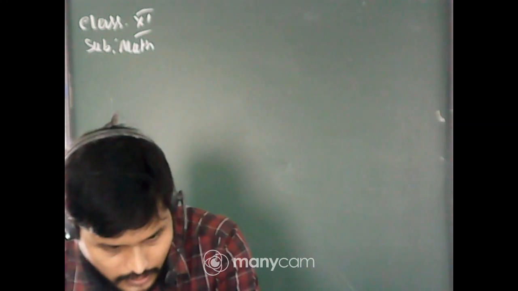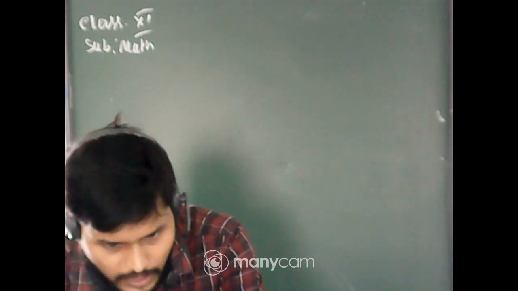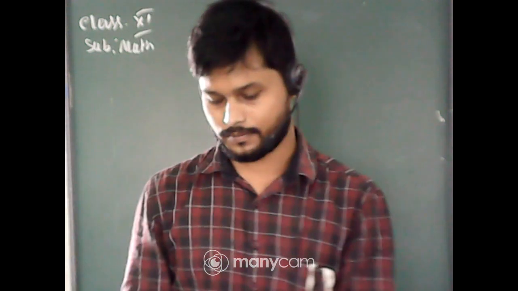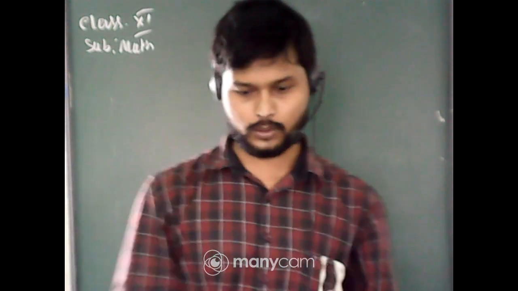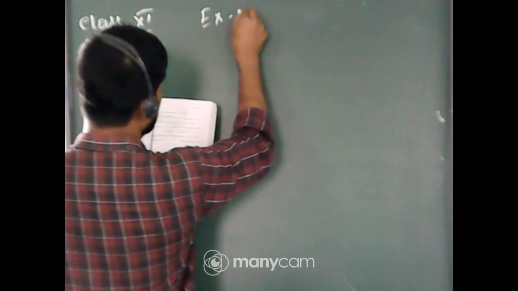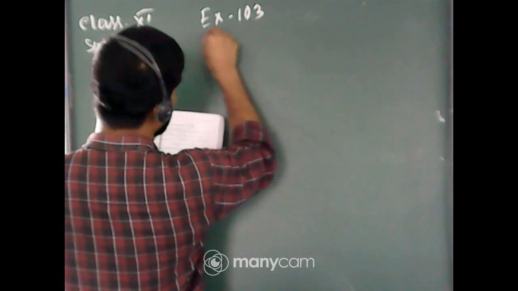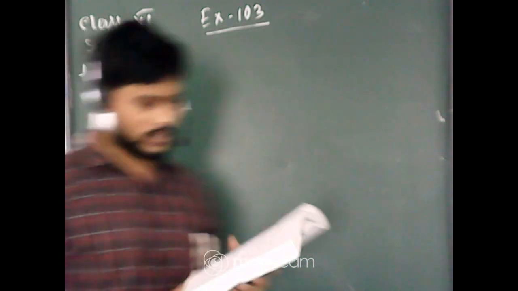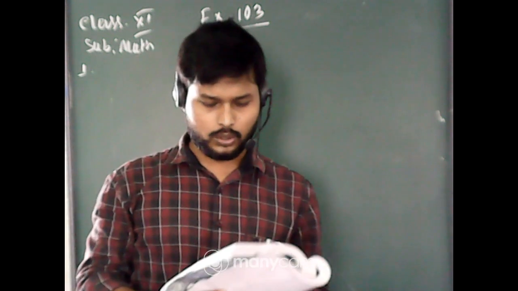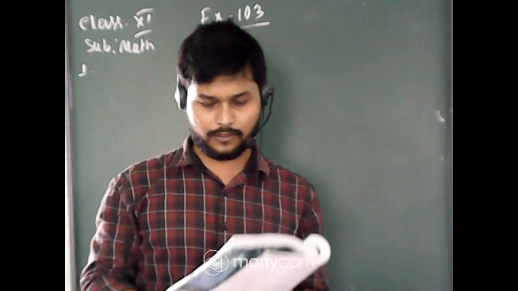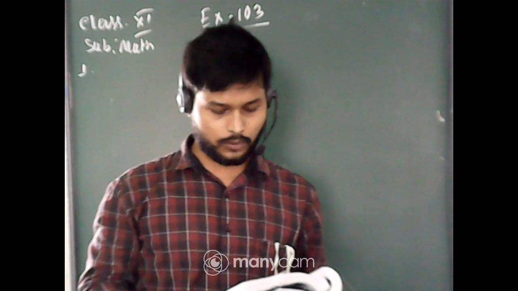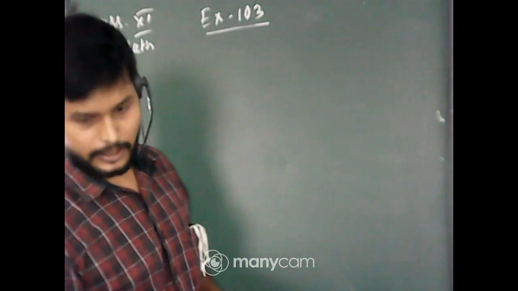This means exercise number 10.3, and we'll start from the very first question. Get ready with your pen and paper. The first question: reduce the following equation into slope intercept form and find their slope and the y intercept.